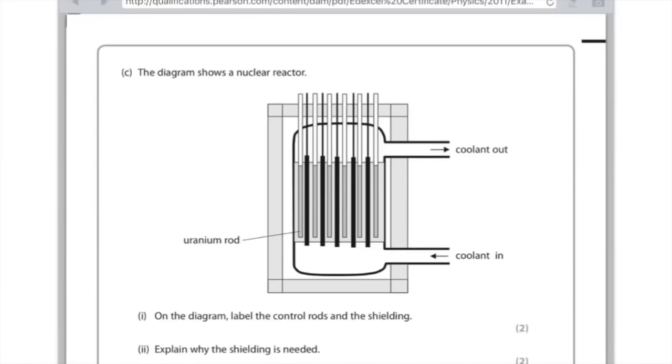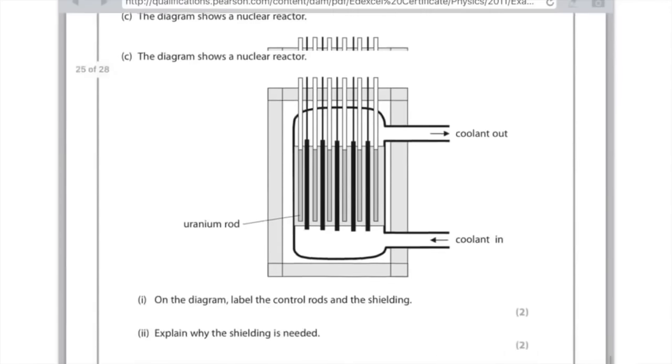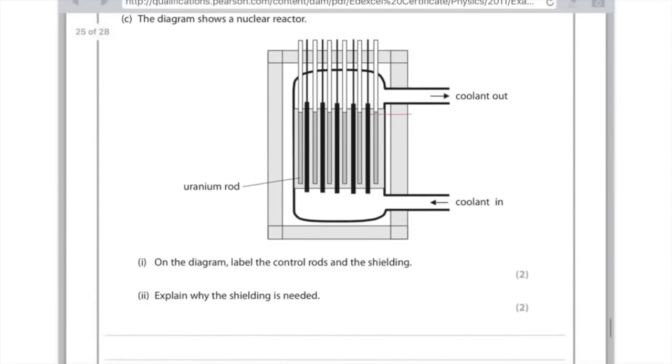C. The diagram shows a nuclear reactor. On the diagram, label the control rods and the shielding. So the black things hanging down here are the control rods, and the shielding is the box on the outside, which prevents excess radiation getting out. Explain why shielding is needed. You need to talk about the fact here that the reactor material or the waste is radioactive, and then for the second mark, that can lead to cancer, which is very dangerous. So that's why you obviously need to shield it and keep it away from people.